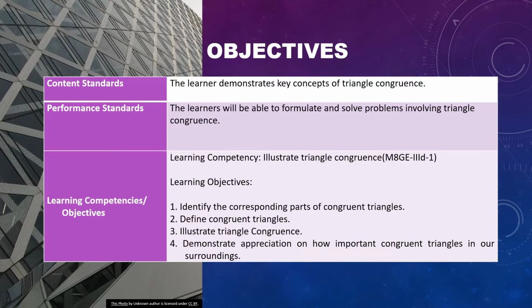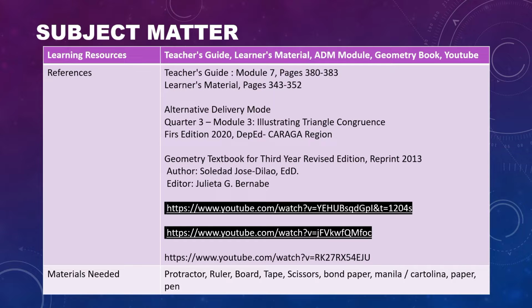Our lesson objectives are the following. You learners will be able to identify the corresponding parts of congruent triangles, define congruent triangles, illustrate triangle congruence, and demonstrate appreciation on how important congruent triangles are in our surroundings. The materials that we need are the following: protractor, ruler, board, tape, scissors, bond paper, manila or cartolina, paper, and pen.